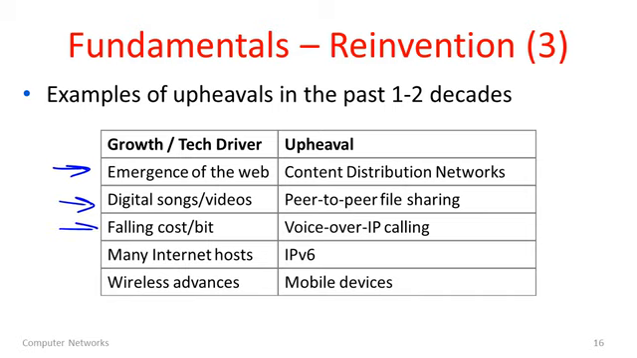As the cost per bit of sending information over the internet has fallen, we've switched increasingly to voice over IP calling, so that functions which were traditionally part of the telecommunication network, the telephone network, have been incorporated into the internet. This one's about growth, many internet hosts. This has driven a change where we're going to have to update all of the basic internet protocols, and we're in a transition right now to IPv6.